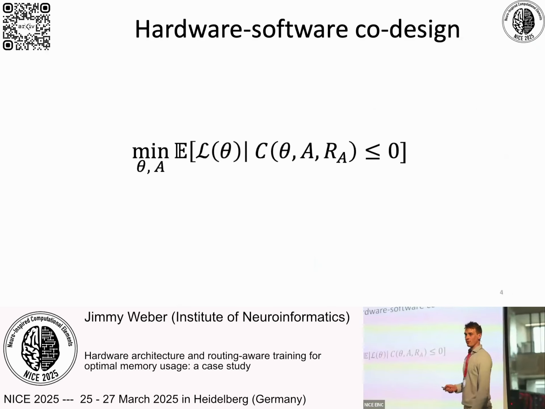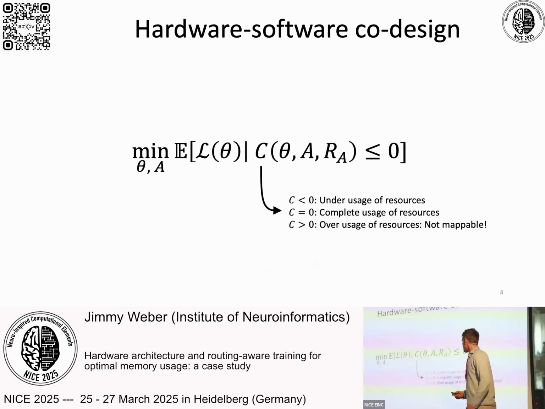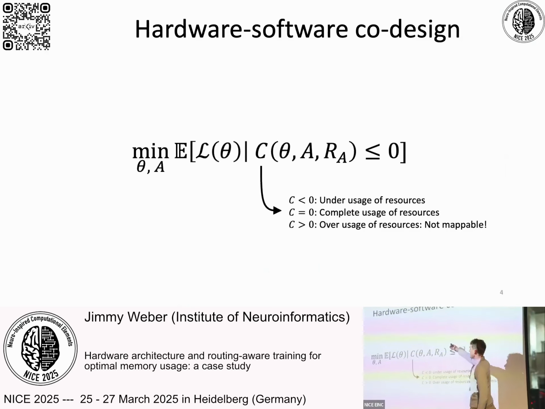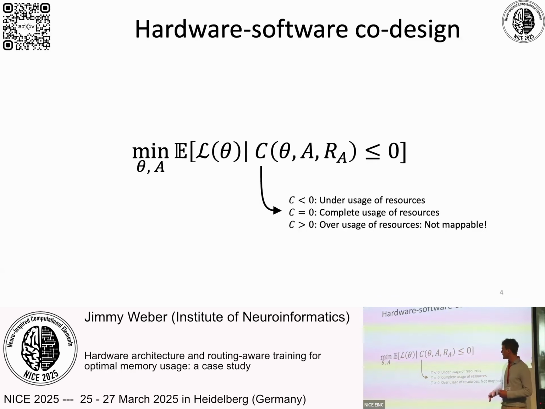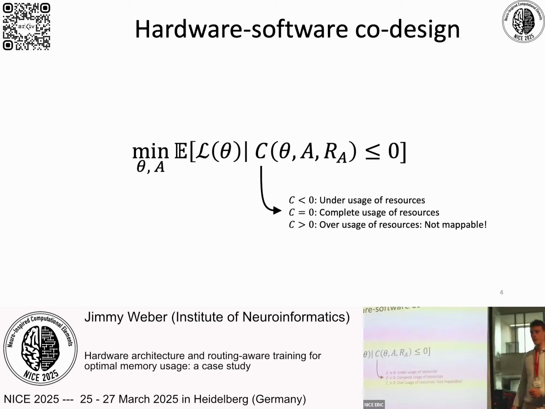So this is the problem we want to optimize. As I said, you have this constraint term that is counting the number of hardware constraints that you are violating. If this term is below 0, then you are underusing your resources on the chip. If this term is equal to 0, you have a complete usage of your resources on your chip, and if it is above 0, it is overuse, so your network does not map onto your chip.